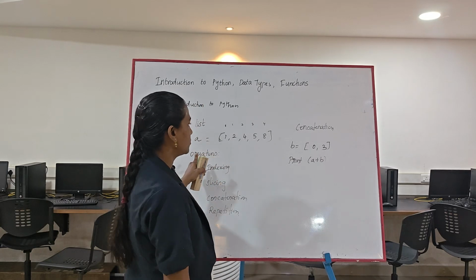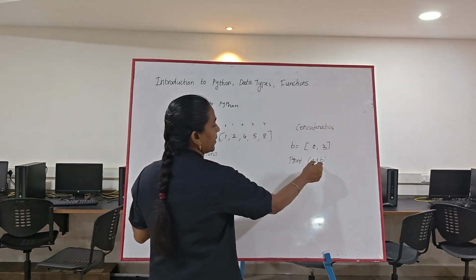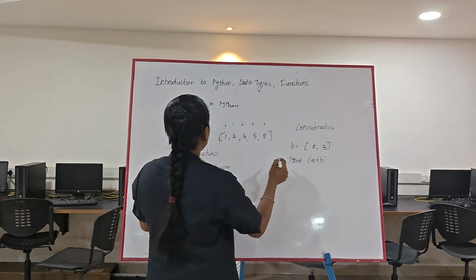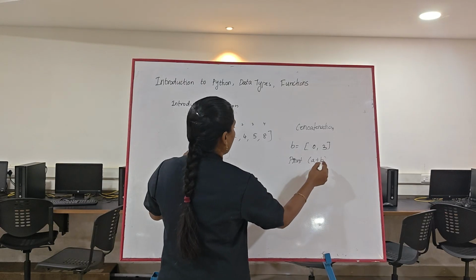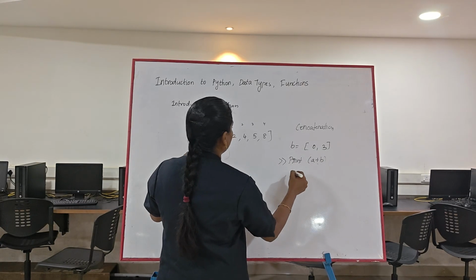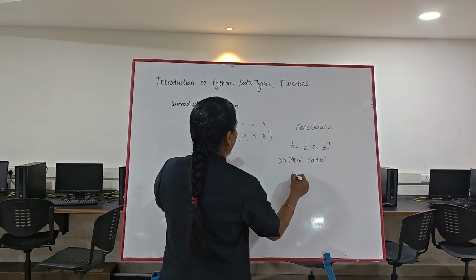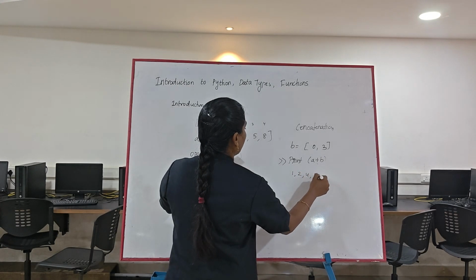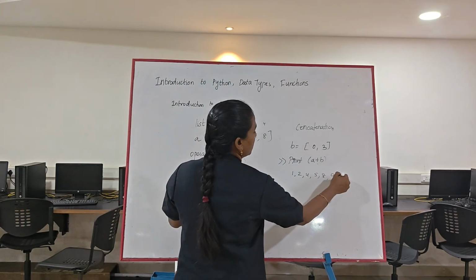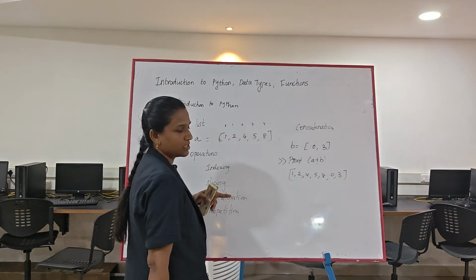So it combines the two lists. We know plus is the operator used for concatenation. Print A plus B. What is the output? The output is 1, 2, 4, 5, 8, and this B value will be added at the last.